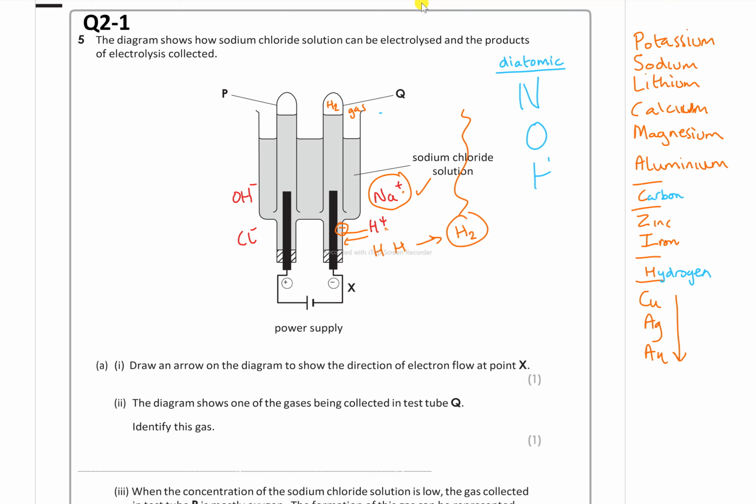So remember what we said. And then you've got your halogens. So fluorine, chlorine, bromine, and iodine. We're not interested in astatine. If you can learn these as diatomic, it's going to be very useful. And learn that.